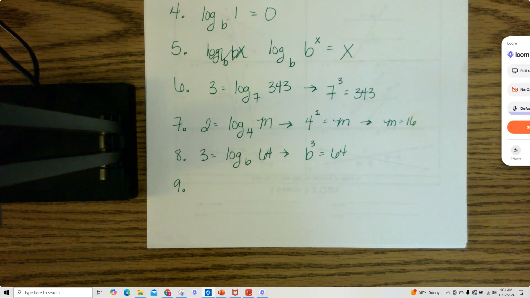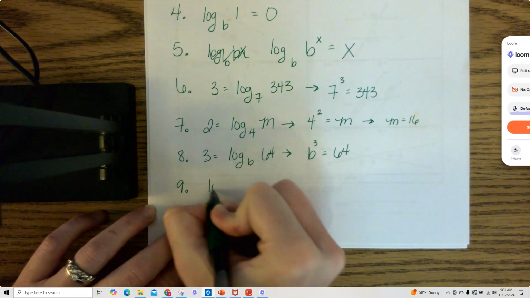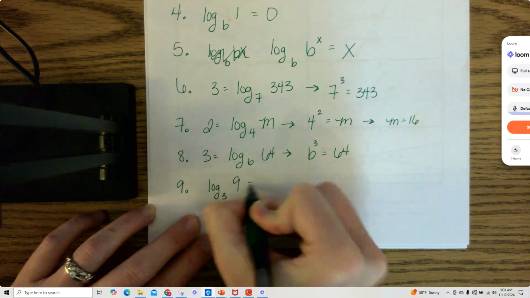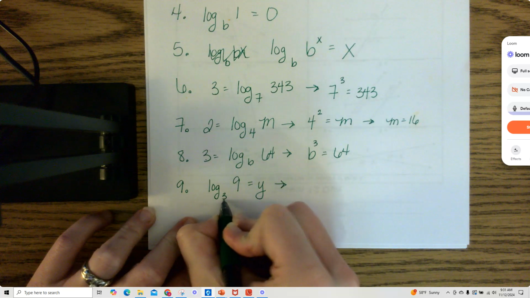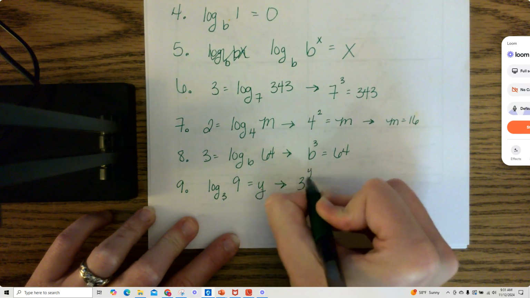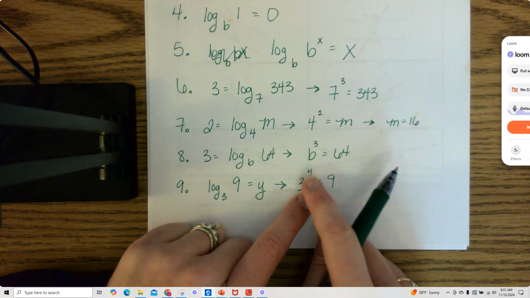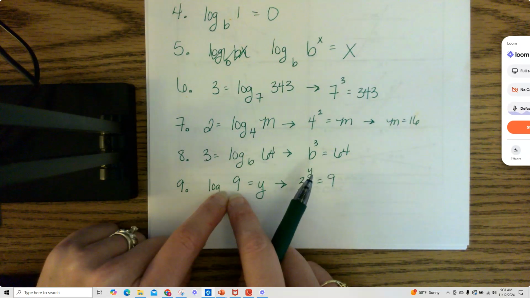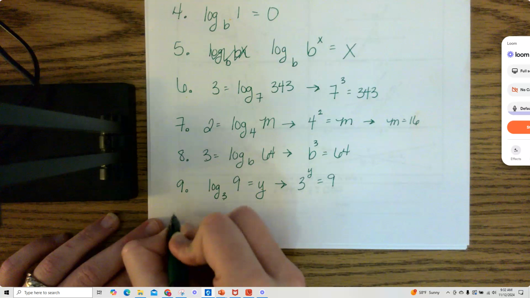9. Anybody else want me to do one of theirs? Log base 3 of 9 equals y, and it just wants it converted again? Okay. Exponential form. So 3 to the y equals 9. Looking at it in that form, your little brains go, oh yeah, y is 2. Looking at the log form, you're just not used to it, so it's hard for you to decide what your answer is.